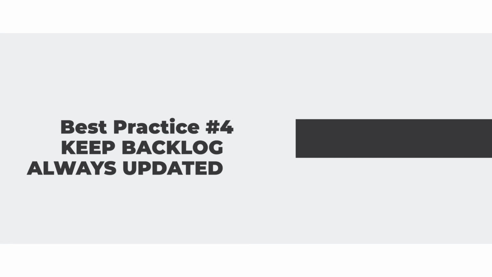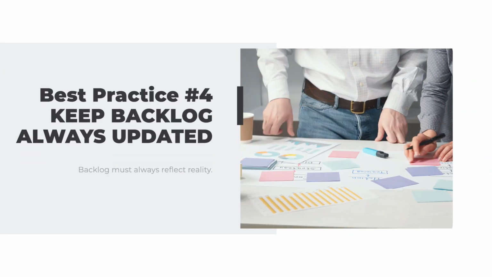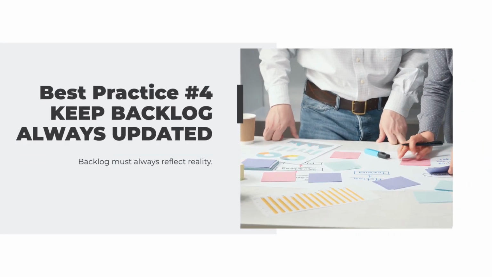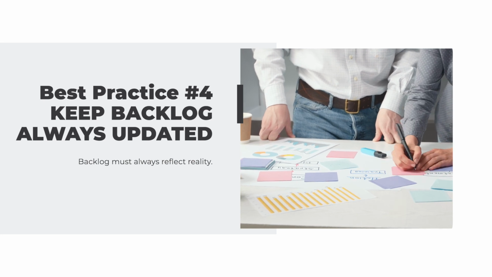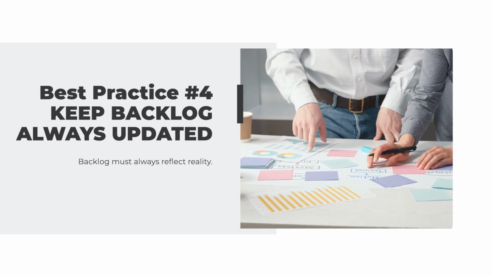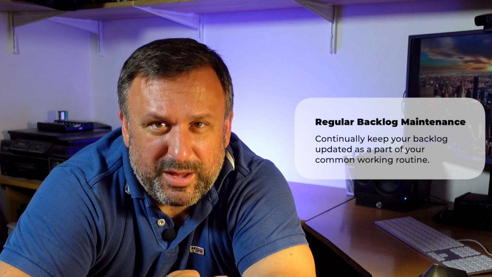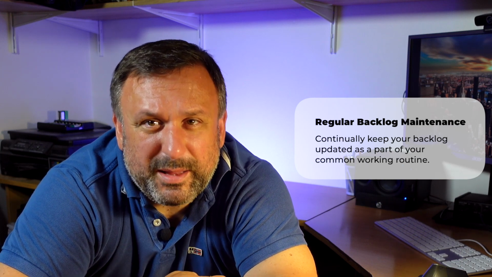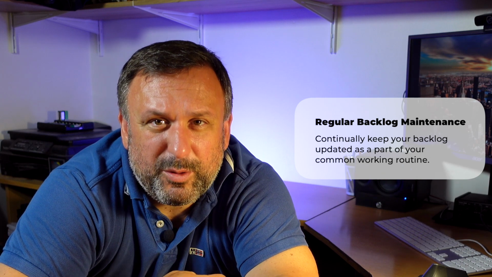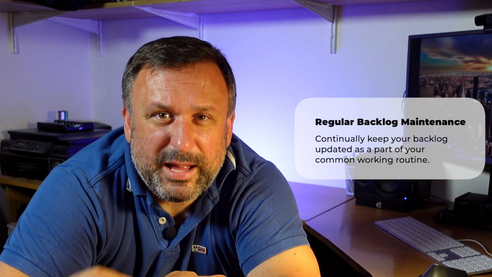Best practice number 4. Keep your backlog always updated so that it always accurately reflects reality. The backlog is not a one-time document that you can publish somewhere and then forget it, or just update it once a year. The backlog owner, of course with the assistance of the team, must make sure that the backlog is being continually updated. This backlog maintenance must become a standard part of the team's working procedures, and the team must allocate adequate time for it.